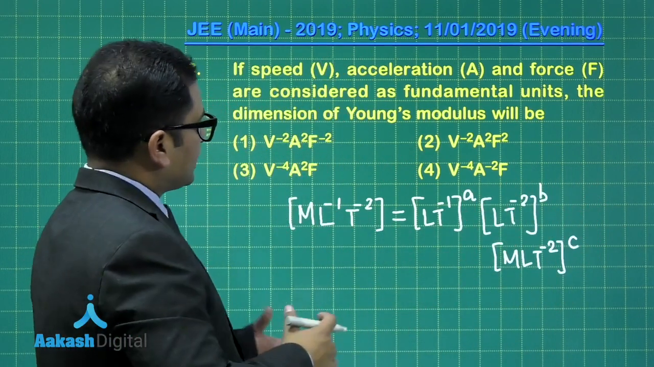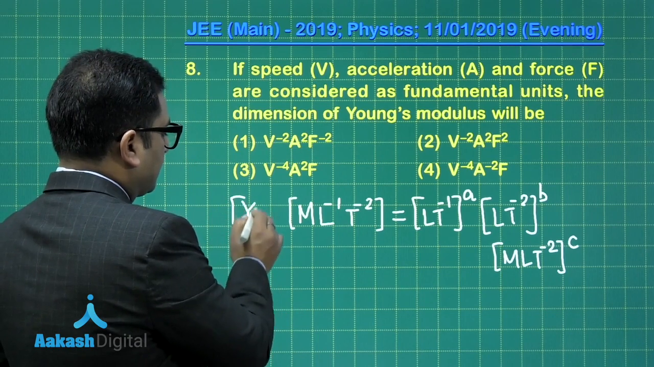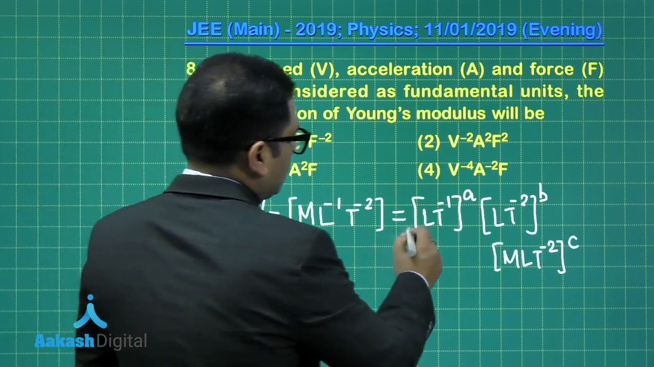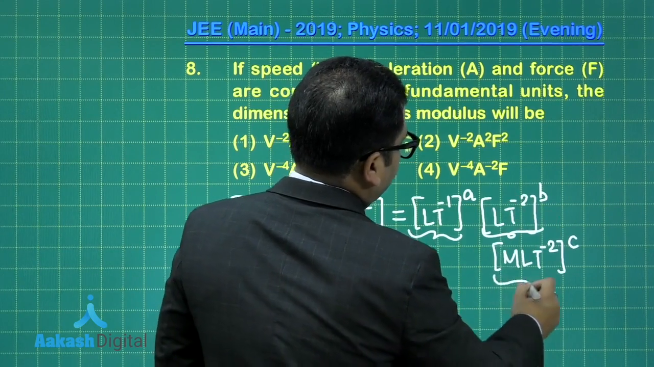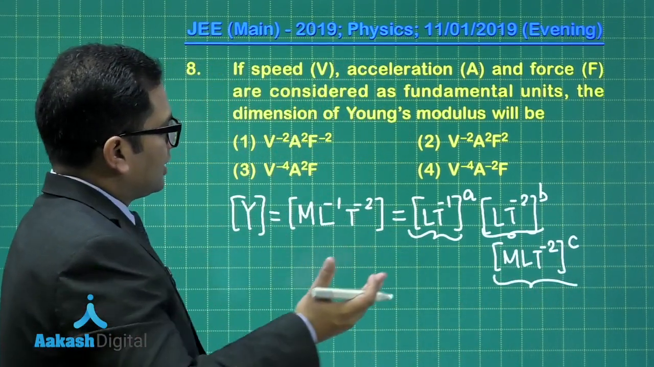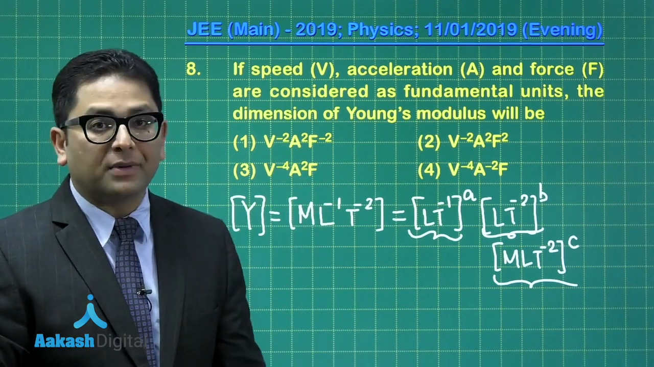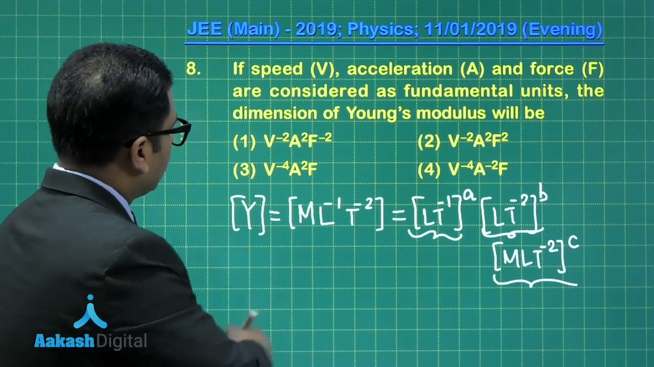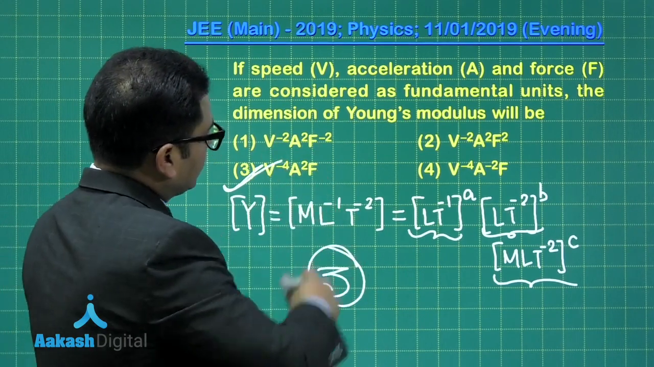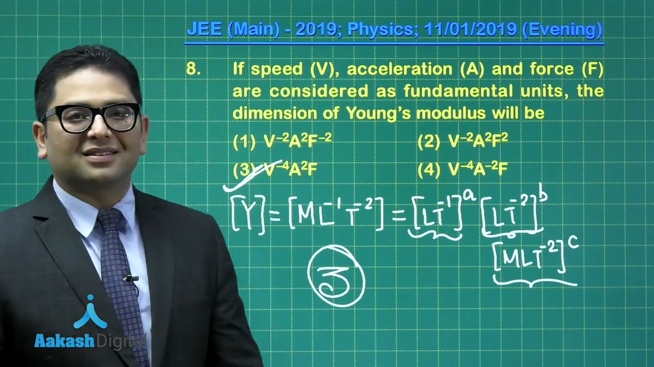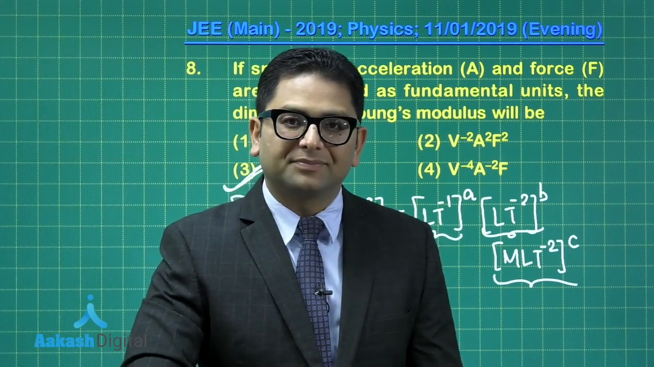So this was the new system where you need to calculate the dimensional expression of Young's modulus in terms of velocity, acceleration and force. So you calculate it, it's a very straightforward calculation by comparing the powers of M, L, T. Eventually you land up with option number 3. So 3 is the correct option for question number 8. Let's move to the next question, question number 9.